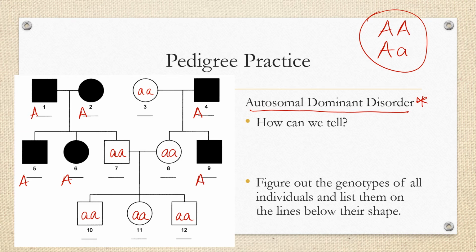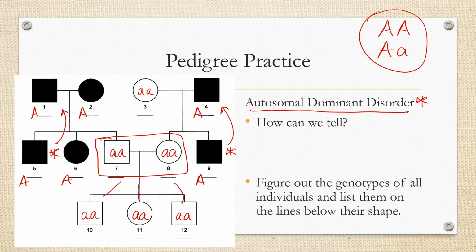But now this is asking me, how can I tell that this is an autosomal dominant trait? If I didn't give you that information, how would you be able to figure it out yourself? Well, let's see. I have this person, number 9, who has it, and they have at least one parent who has it. Number 5 and number 6 have it, and they have at least one parent who has it. So automatically I'm thinking dominant here.